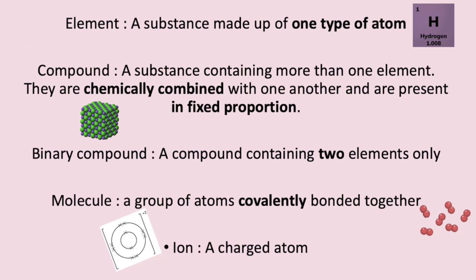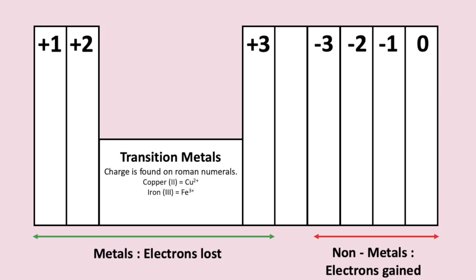An element is a substance made up of one type of atom. A compound is a substance containing more than one element, chemically combined and in fixed proportion. A binary compound is a compound containing two elements. A molecule is a group of atoms covalently bonded together, and an ion is a charged atom, an atom that's lost or gained electrons. We can figure out the charge in an ion by using the periodic table.